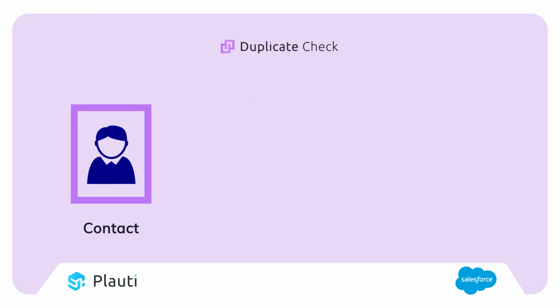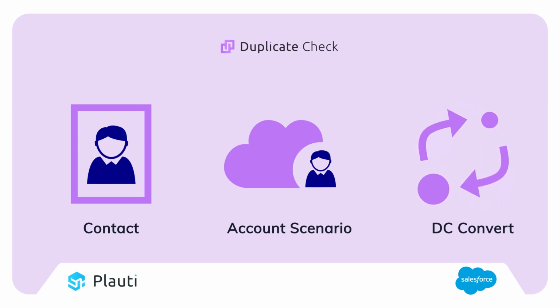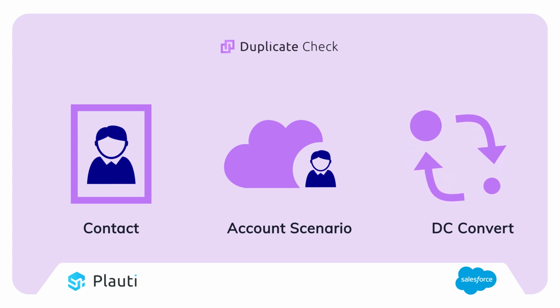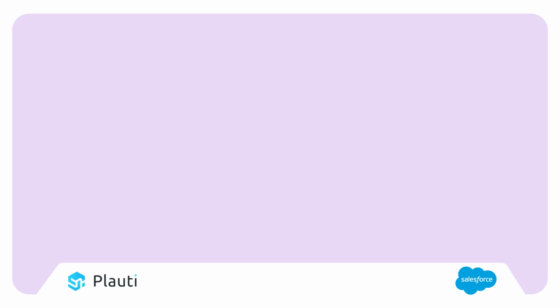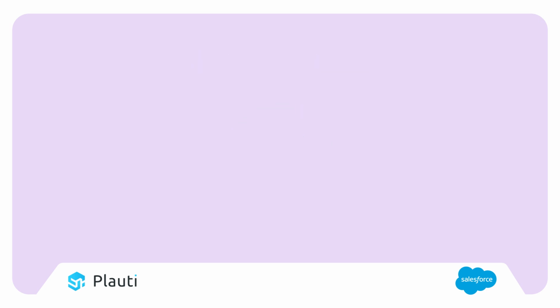Make sure that a contact and person account scenario is applied to DC Convert to define how the component should look for a duplicate match from lead to contact and account. In addition, make sure the relevant fields are mapped in the cross-object configuration. Great! DC Convert is all set up and ready to use.